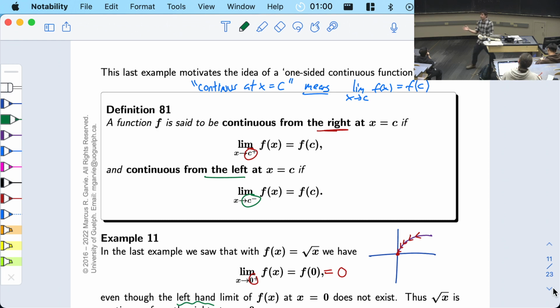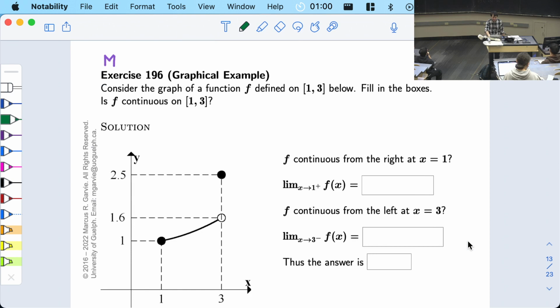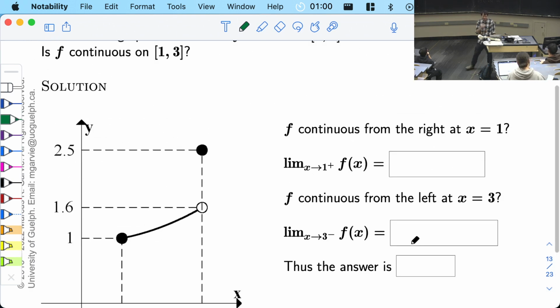OK. Any other questions or comments about this idea? So in a second, I'm going to set you loose, and you're going to do one. So if you don't understand, you should ask now. OK. Let's have you guys do one. We're going to skip this for now. We're going to this example. So here is a function. That's what it looks like. You've got to tell me what is the limit, and yes or no, is it continuous from the right? Yes or no, is it continuous from the left?